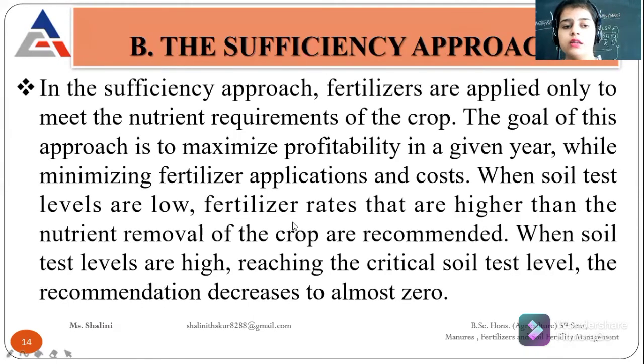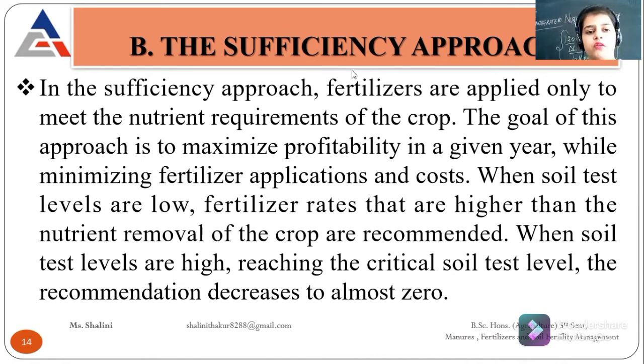Then the next approach is the sufficiency approach. In the sufficiency approach, what is happening? The fertilizer is applied only to meet the nutrient requirement of the crop. In the first approach, they are focusing on both soil and crop. But in this one, we are focusing only on the nutrient requirements of the crops.